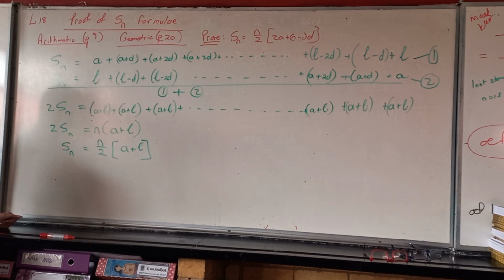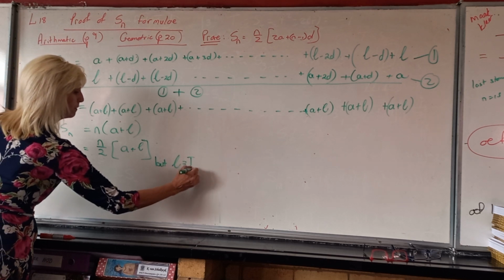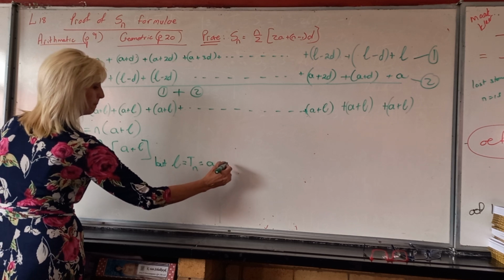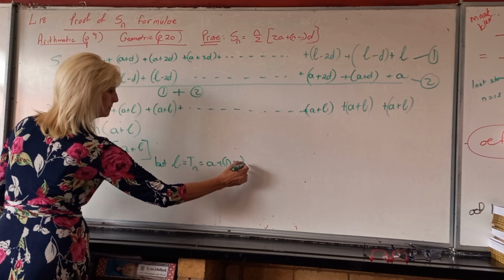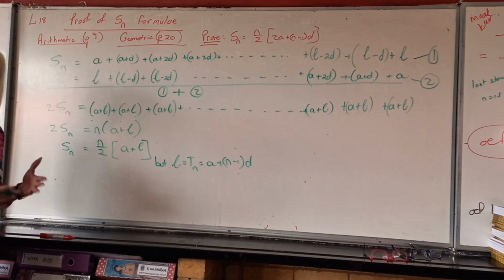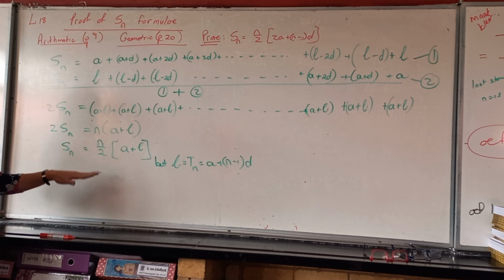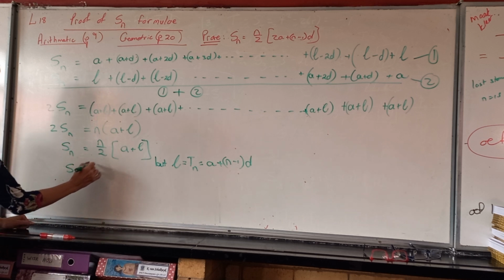And now how am I going to get to that thing then? To get to the 2a, what is the last term? The last term is the nth term, and the nth term's formula is? Yeah? Right. The last term is the nth term. We know that there are n terms. Now we just got to substitute that L.